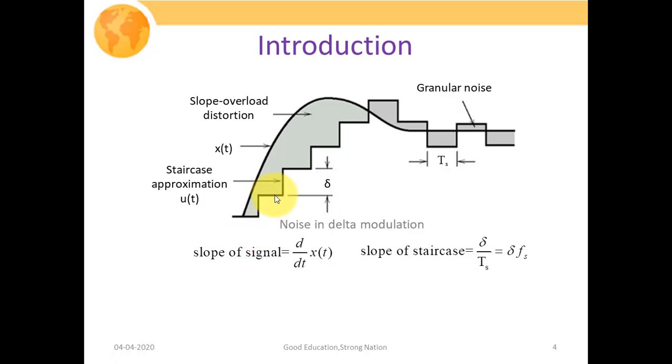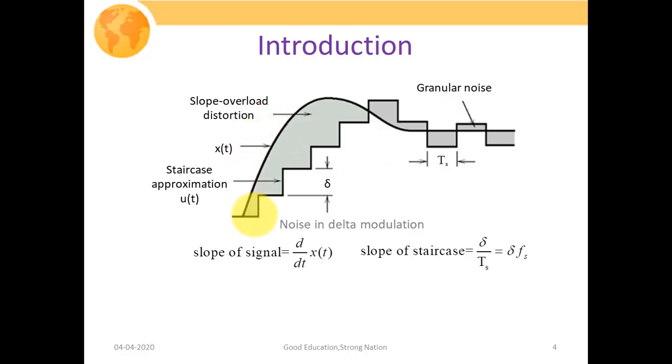So we have already discussed that slope overload distortion will happen when the slope of signal variation is greater than the slope of the staircase. The slope of the signal is given by the time derivative of the signal x(t), and the slope of the staircase is calculated as the total amplitude variation divided by the sampling duration Ts, that is equal to delta times fs, where fs is the sampling frequency, which is the inverse of the sampling duration Ts.